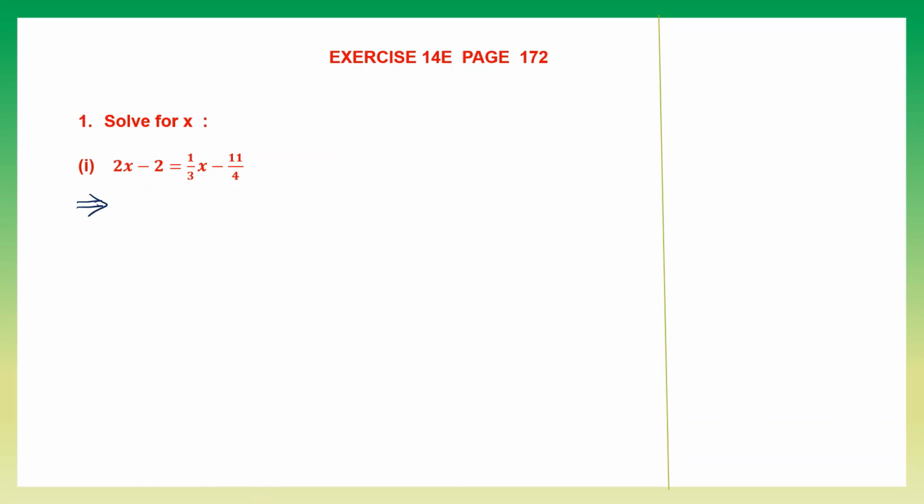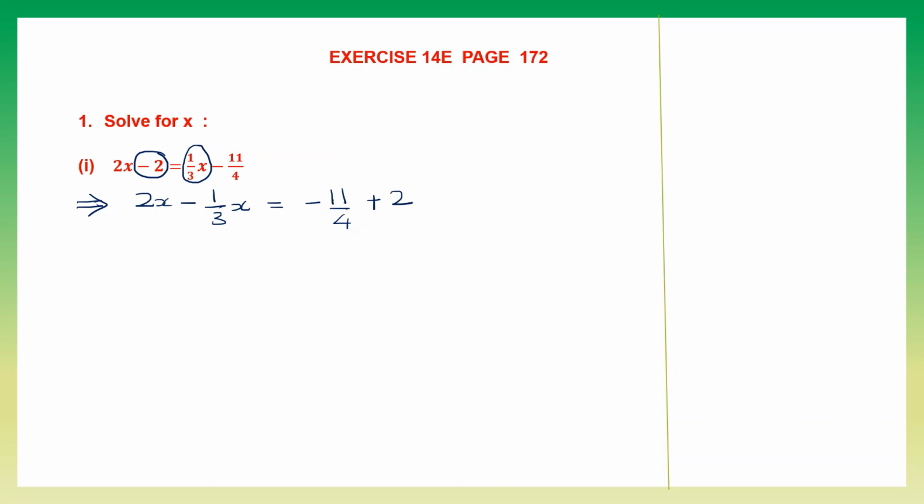So we have 2x already here. Now I'm going to transpose this 1 by 3x to the left hand side. It becomes minus 1 by 3x. On the right hand side, I already have minus 11 by 4. And I'm going to transpose minus 2 to the right hand side. It's going to become plus 2.